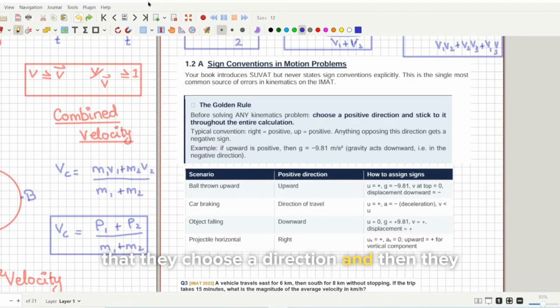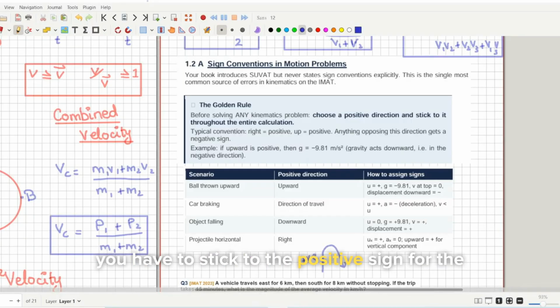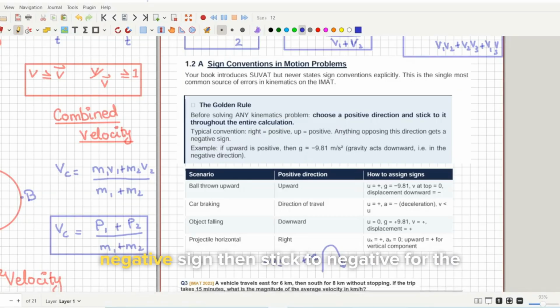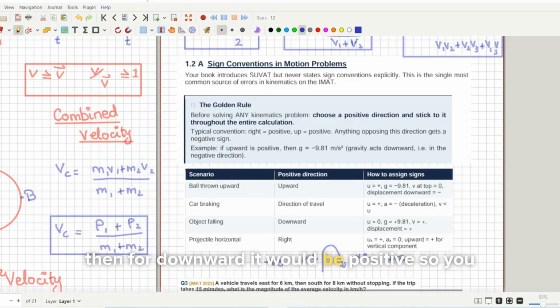So the thing that most students get wrong is that they choose a direction and then they change their direction. For example, if you are going upward and you chose the direction to be positive, then you have to stick to the positive sign for the whole calculation. Don't change the signs in the mid calculation. Also, if you stick to negative sign, then stick to negative for the whole calculation. If for upward you chose positive, then for downward it would be negative. If for upward you chose negative, then for downward it would be positive.